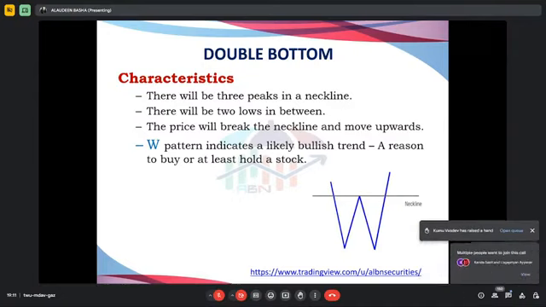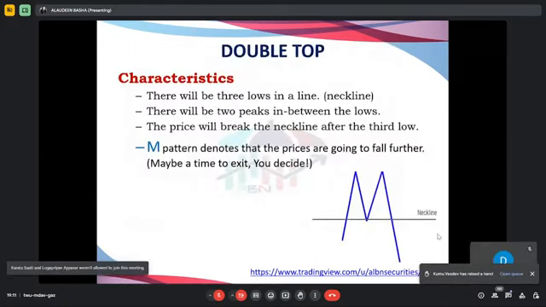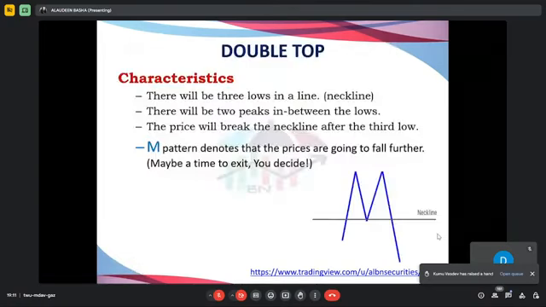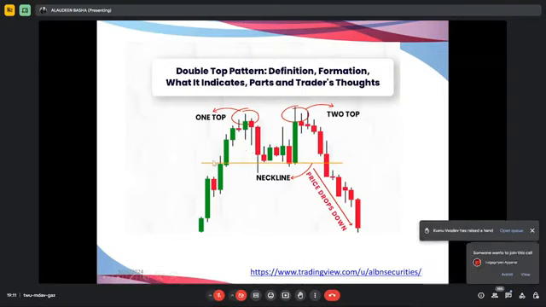Vice versa is a double bottom. A double top we think of as an M pattern, and a double bottom we consider as a W pattern. So first, let's go with the double top. I will show the double top pattern. This is the first price. After that, it trades for some duration based on your time frame, which may be 5 minutes, 10 minutes, 1 hour, or daily, whatever it is. Based on your time duration, the same price occurs again. It is called a double top. This is the first one, and this is the second one.